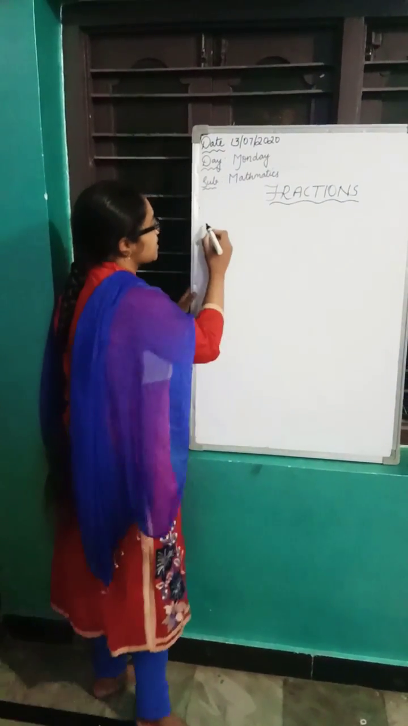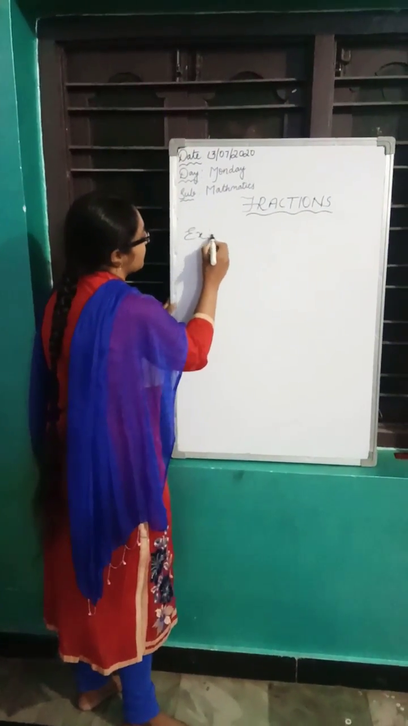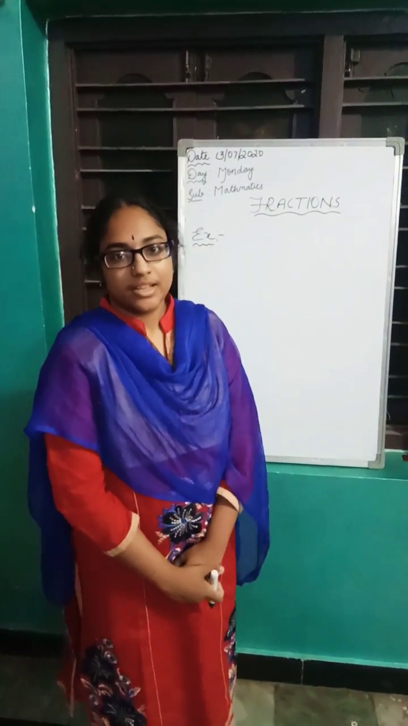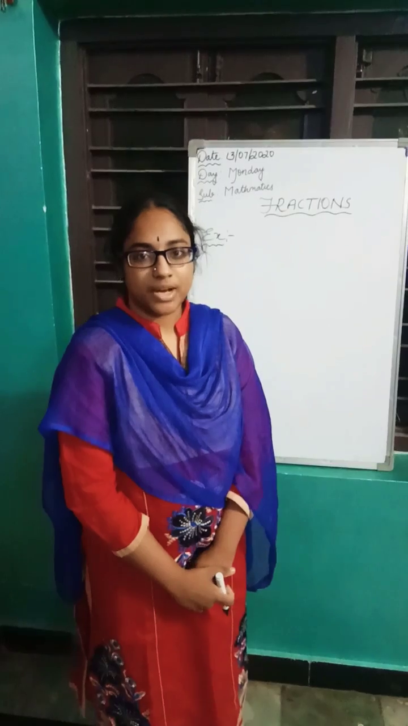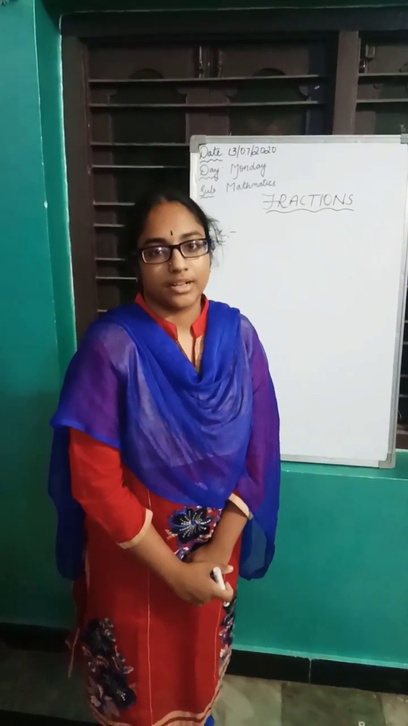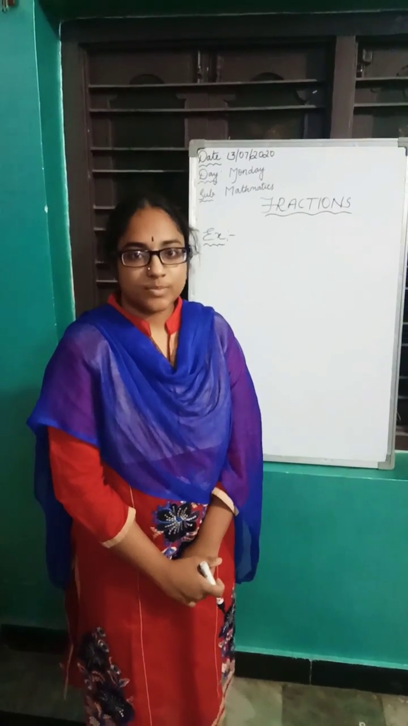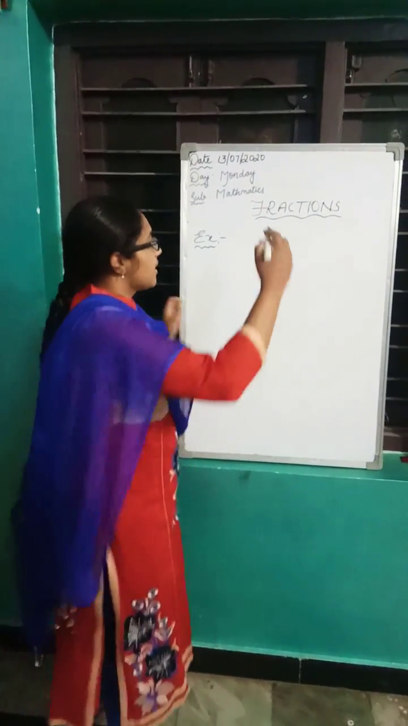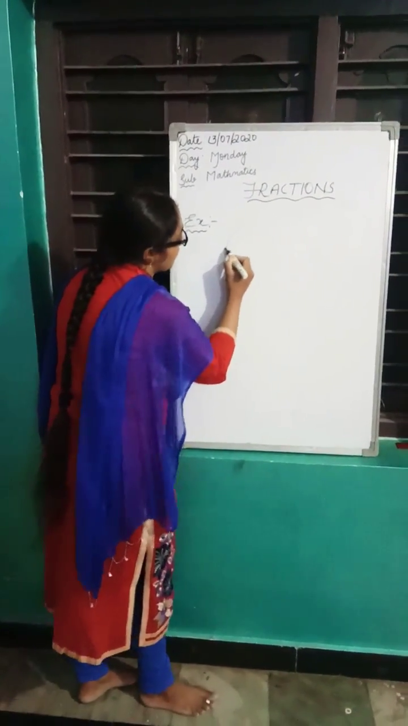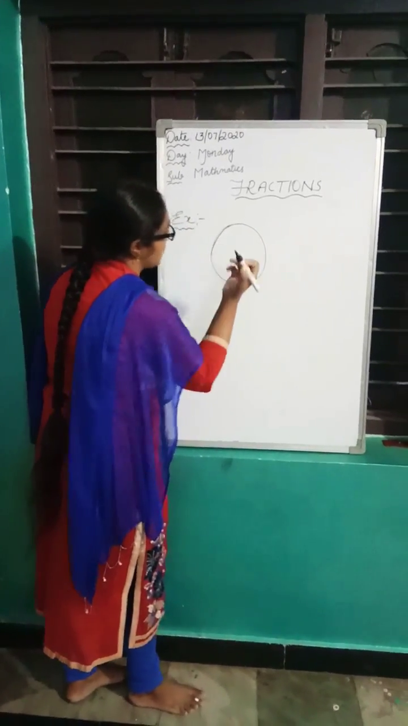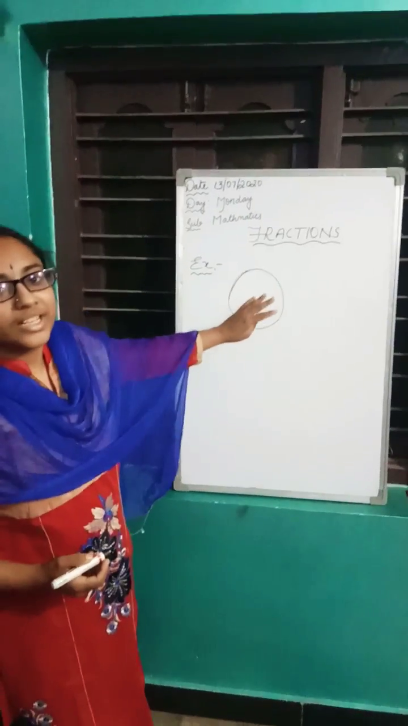So the example is, for example, Krishna is there. He wants to celebrate his birthday party with his best friend. So what will he do? He will invite his friend to his birthday party. After inviting, for example, this is the cake he brought. This is one full cake.